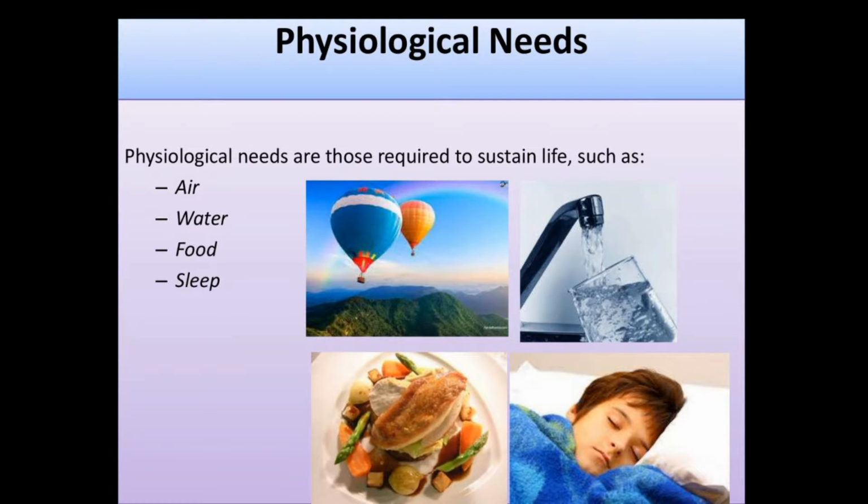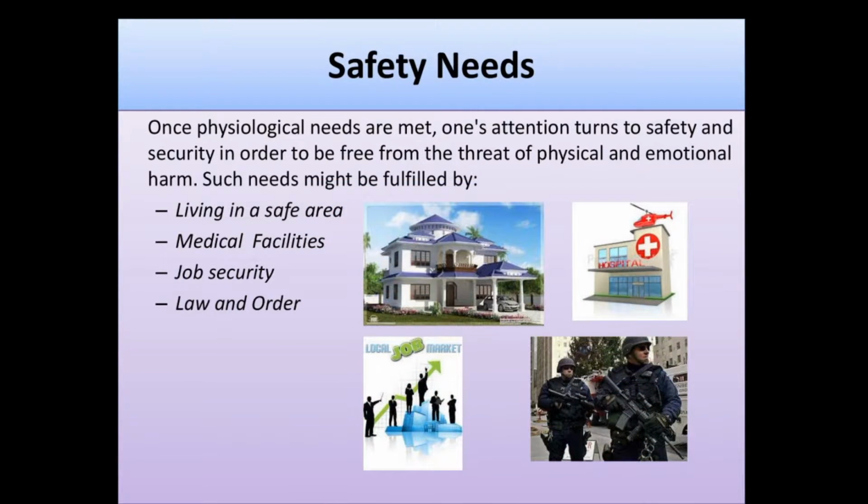So if these physiological needs are fulfilled, then people will be talking about safety needs. In safety needs, people will be talking about living in safe areas, that is houses, then job security, then you can talk about law and order, then medical facilities. These are all the safety needs for a human being. If you are satisfied at this level, then only you can go for the next level in life to have some other motivation.